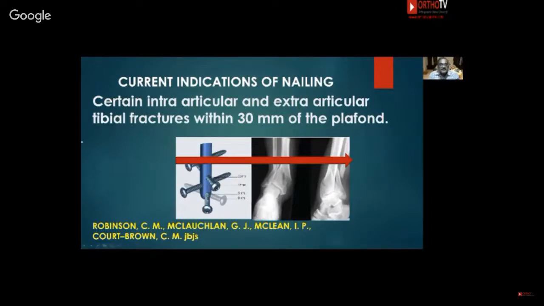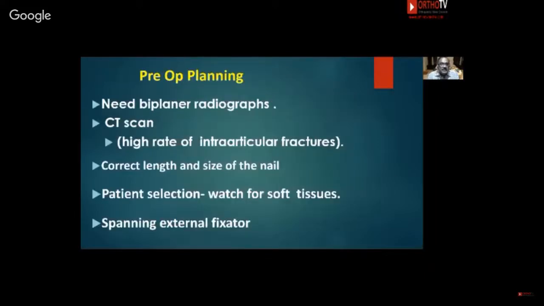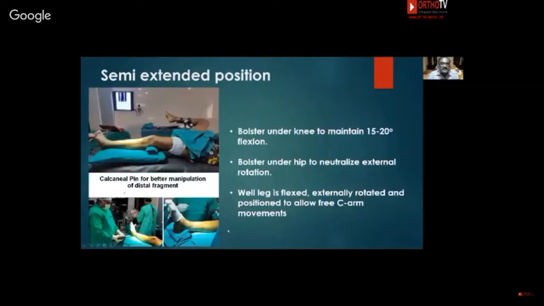Extra-articular fracture, subtibial fracture within 30 mm of the plafond can be treated by this technique. This also can be treated by the infrapatellar approach, but in a suprapatellar approach, we need not change the position of the leg after reduction. You just pass the nail. C-arm imaging is very easy, and by calcaneal traction, you give a constant traction so that the limb is in a proper, perfect position. So you need a biplanar exam, CT scan, correct length and size of the nail, patient selection, work for soft tissue, and if required, spanning external fixation.